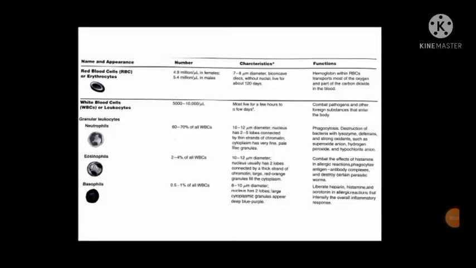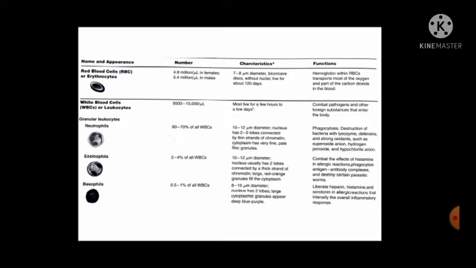Today we are discussing cells in our blood. This includes RBCs, WBCs, platelets, and WBC types. First we are discussing RBCs, also called erythrocytes. Their number is 4.8 million per microliter in females and 5.4 million per microliter in males. RBCs are more in males because RBCs are directly related to the blood. In males, the blood volume is more compared to females.